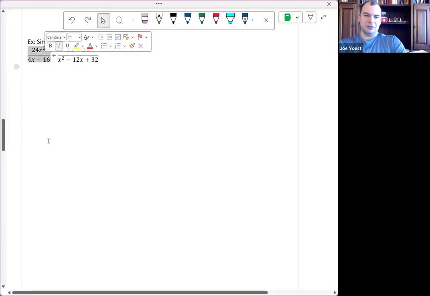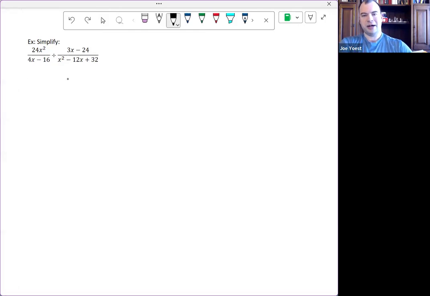Okay, so I have a similar setup. I have rational expression divided by rational expression. And I think I'm going to do the same thing. I'm going to start by factoring everything. The 24x squared, nothing I can really do with that. 4x minus 16, I can factor a 4 out of there to get x minus 4, divided by 3x minus 24. I can factor a 3 out of there, and it can be factored into 3 times x minus 8.